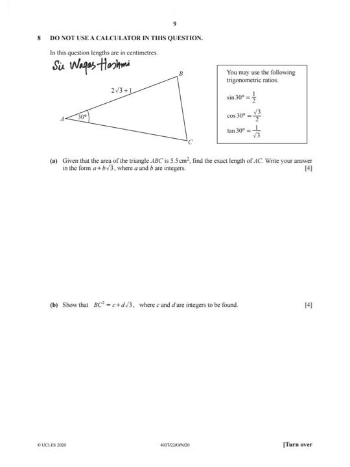It's question number 8 from the topic trigonometry. It says, given that the area of a triangle is 5.5, find the exact length of AC. Write your answer in the form a plus b root 3.